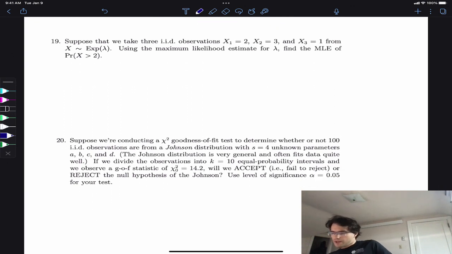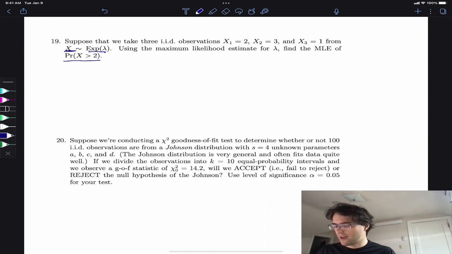Question 19. Suppose that we take 3 IID observations, x1 equals 2, x2 equals 3, and x3 equals 1 from a distribution that's exponential with lambda. Using the maximum likelihood estimate for lambda, find the maximum likelihood estimate of the probability that x is greater than 2. Recall from class notes that the maximum likelihood estimate of lambda, lambda hat, is equal to 1 over x bar.